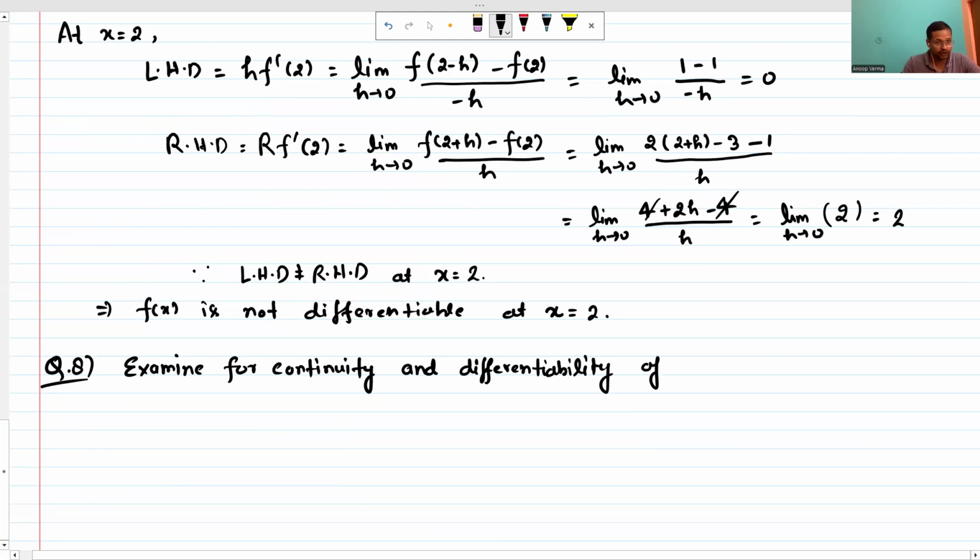Of f(x) equals to, function defined as x into cos 1 upon x, where x is not equal to 0, and its value is 0 when x is equal to 0. So we have to check at x equals 0. At x equals 0 you have to check continuity and differentiability. Okay, so let us check.